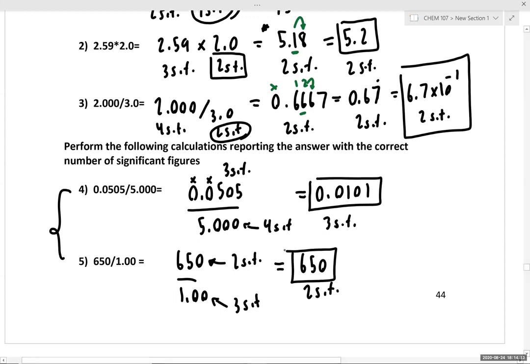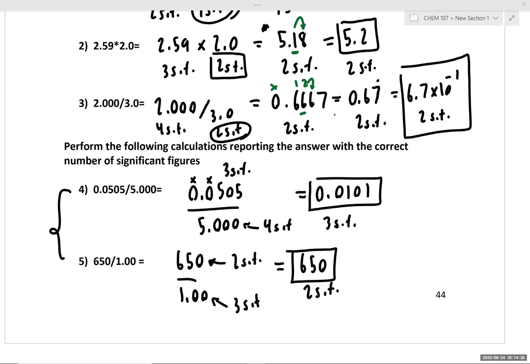Any questions on these examples? Don't be shy to unmute and ask your questions verbally as well, or you can ask your questions in the chat.